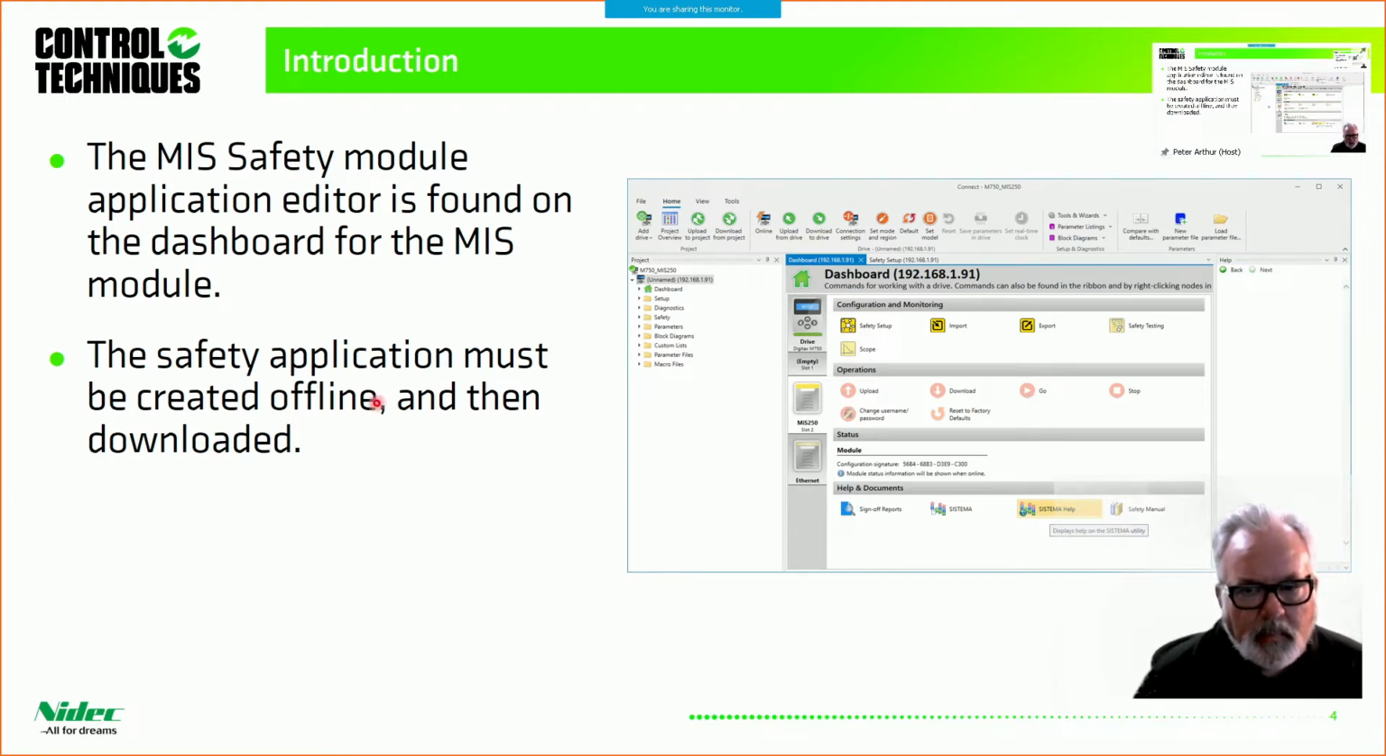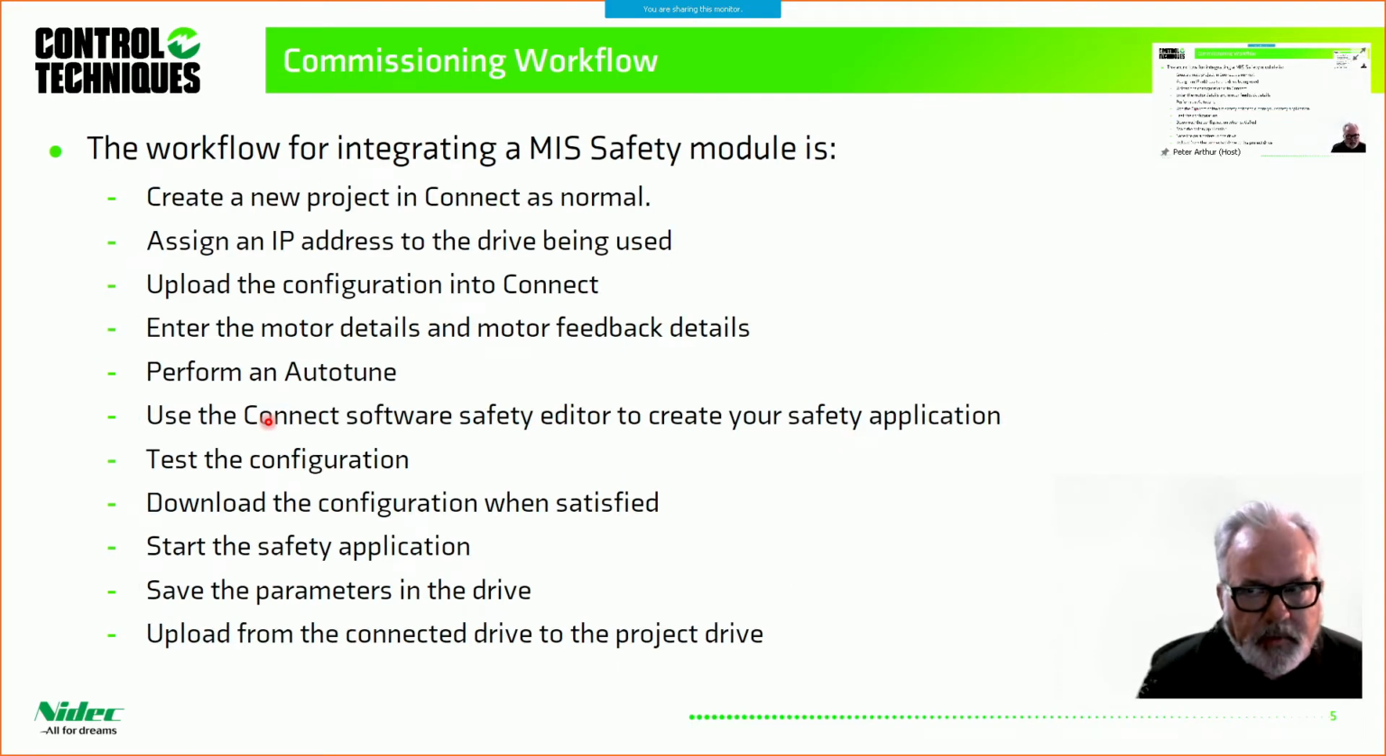So the workflow, and I touched on this a little bit yesterday: you're going to use Connect to create a new project as you would normally, assign an IP address to the drive that you're using, upload the configuration into Connect, enter the motor details and the motor feedback details, and perform an auto tune. Then we will develop the safety application. Once the application has been created, we're going to enter into test mode. And there is a safety test mode that I'm going to be working with today.